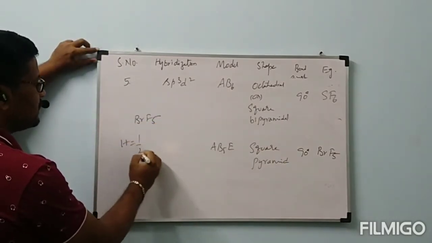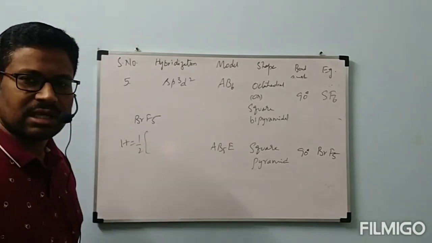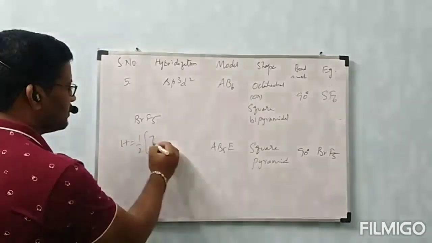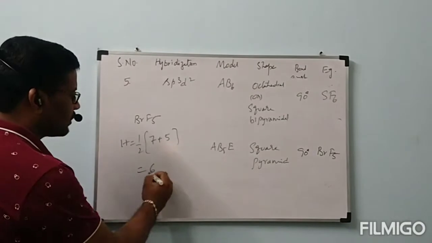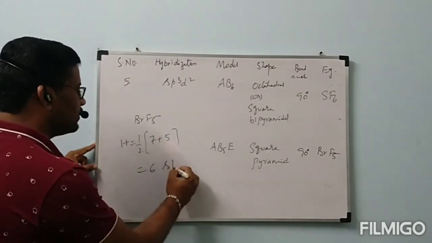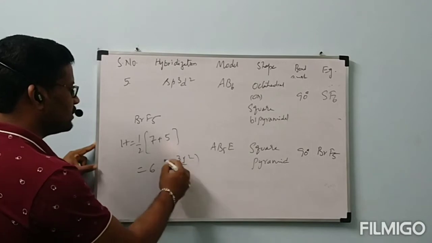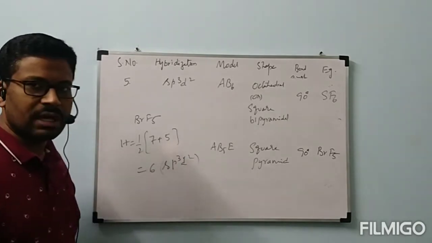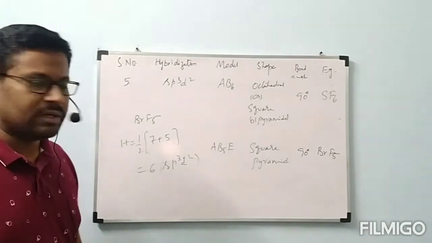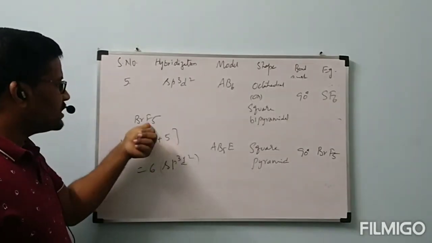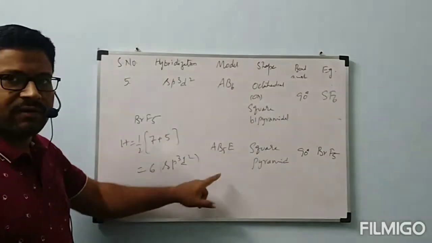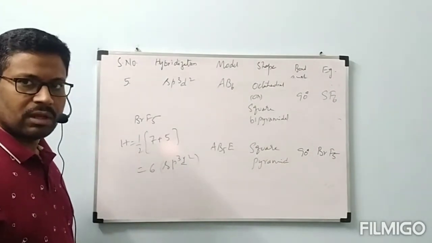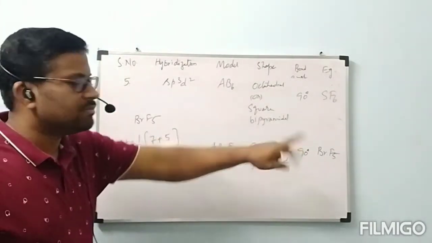H is equal to 1 by 2 into Br number of valence electrons 7. It is belonging to 7th group. 7 plus monovalent atoms 5. 7 plus 5, 12. 12 by 2, 6. 6 means hybridization sp3d2. Total 6 orbitals are there in count: 1 s orbital, 3 p orbitals, 2 d orbitals. Total hybridization sp3d2. But here 6, fluorines are 5 only. Then one lone pair will be present, that one lone pair is present as E. AB5E. AB5E model means square pyramid, 90 degrees, BrF5. Okay, next.